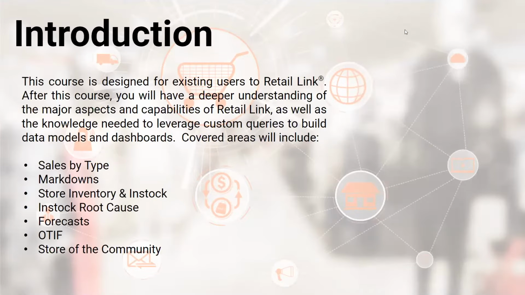So again, back to the course. It's designed for existing users of Retail Inc. Basically what we're going to do is dive into some of the key metrics from a merchandising decision standpoint: sales by type, markdowns, store inventory and in-stock root cause, forecast information, some of the OTIF reporting, and then jump into a little bit of the store of the community analytics and things of that nature.